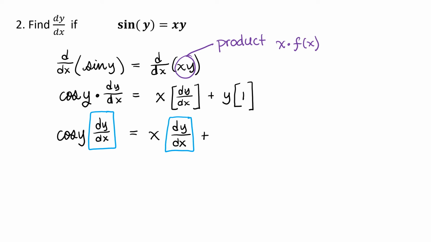plus y. But we want to know what just dy dx is, so we need to solve for it. So we want everything with a dy dx on one side of our equation, and everything else on the other. So we'll subtract x dy dx from both sides. And we have cosine y dy dx minus x dy dx is equal to y.